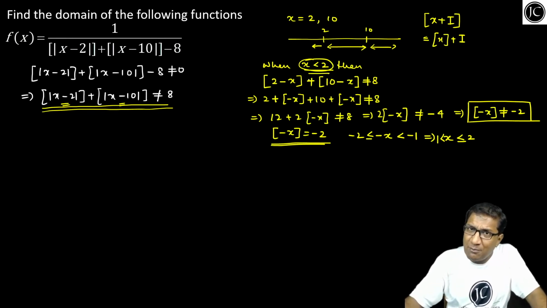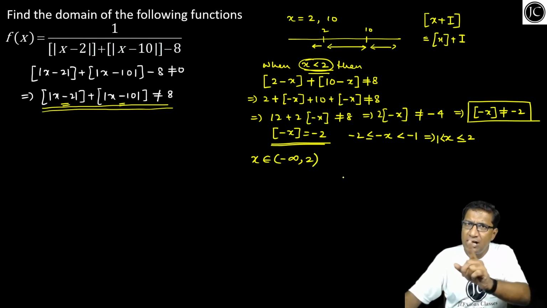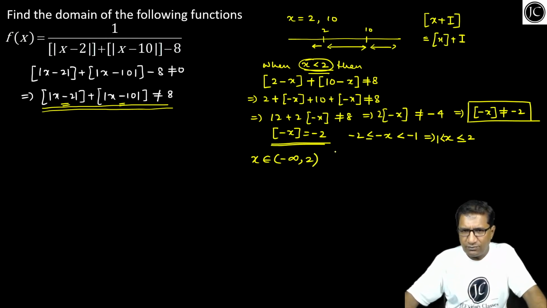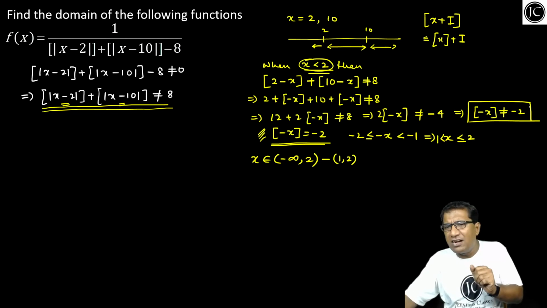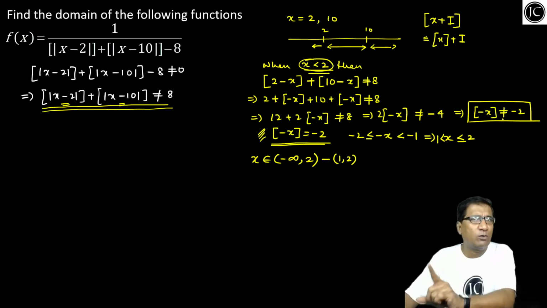लेकिन ये 2 से छोटा. मतलब हम लोग क्या बोलेंगे कि x belongs to minus infinity से 2. कोई दिक्कत नहीं, minus infinity से 2. But excluding the point, I must say excluding the region 1 से 2. क्योंकि 1 से 2 अगर होगा, then your [-x] will become minus 2. And in that case, the function will become undefined because मेरा condition क्या है? [-x] cannot be equals to minus 2.